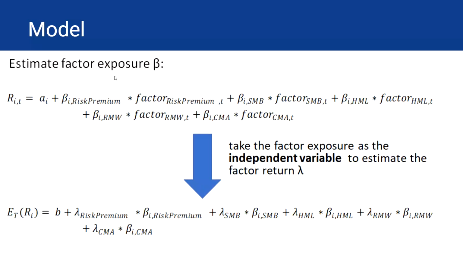After data processing, we need to use the model to estimate parameters. Firstly, as shown in the first equation on the slide, we regress each stock's return over the factors over the 2 years to acquire the factor exposure of each specific stock. After the first step regression, we get a series of estimates of the factor exposure. Next, we take the factor exposure as the independent variable, and the time series mean of stock return as the dependent variable, to fit a linear regression to estimate the factor return lambda.